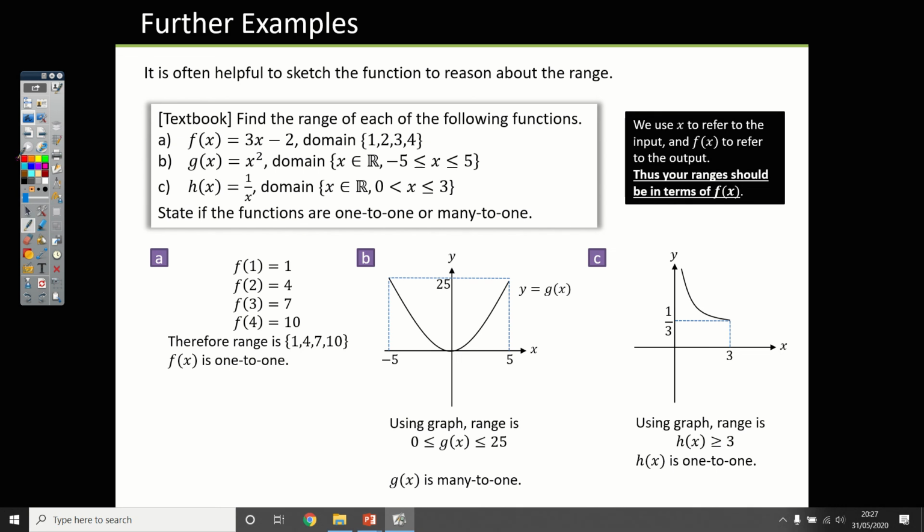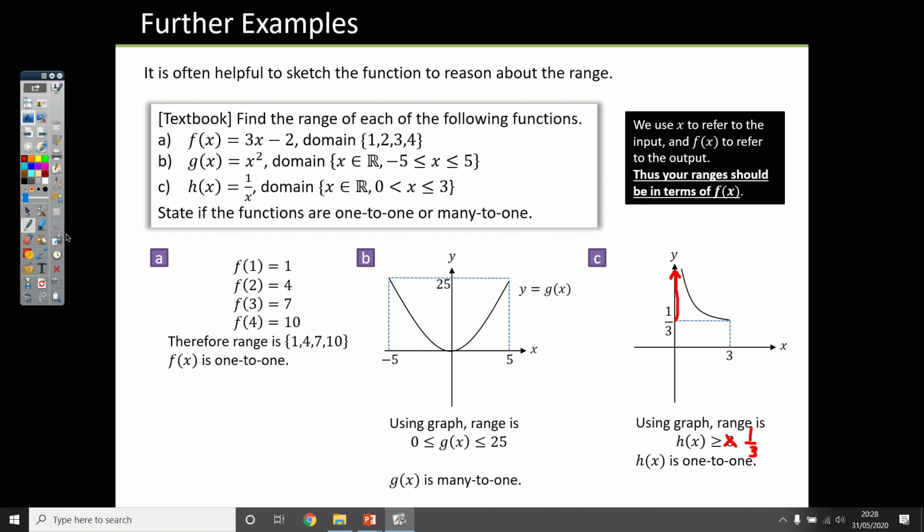Now, Dr. Frost, come on, making mistakes here. h of x is bigger than a third, not 3, because that's the range covered by the graph. h of x is one-to-one because horizontal lines hit once. They don't hit twice.